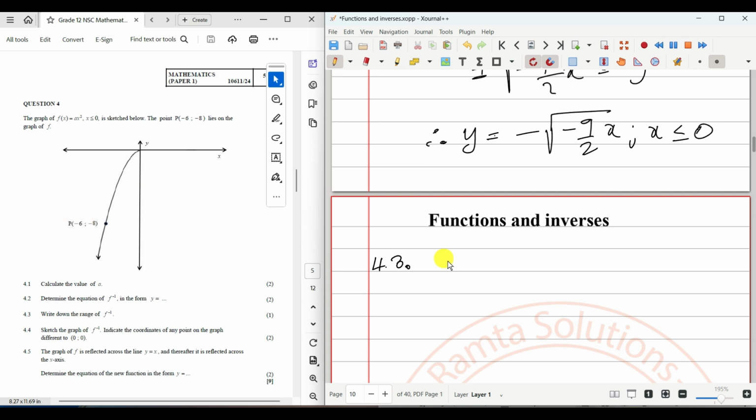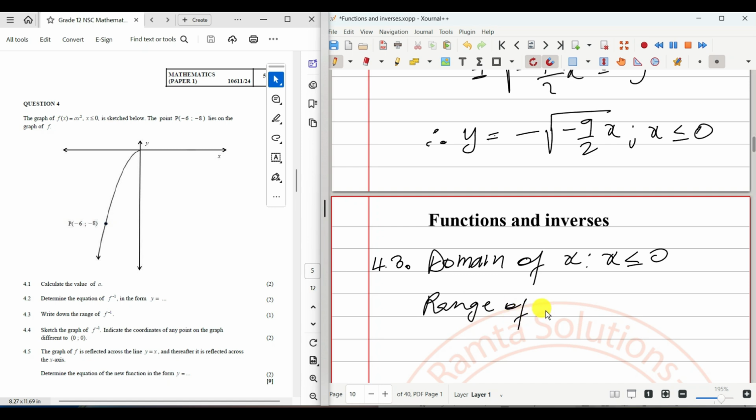So this is me helping you guys. Domain of f, what is it? It's given, x is less than or equal to 0. Therefore, the range of f inverse: this is something you can write, or even if you leave it like this, because you remember the instruction, show all calculations. So the range of f inverse will be y is less than or equal to 0.